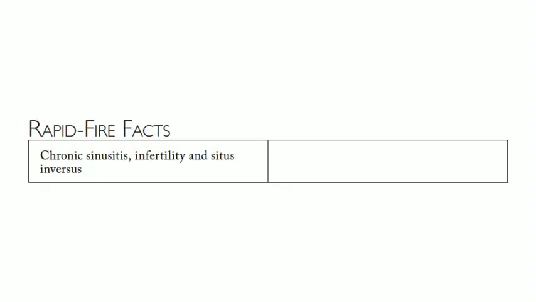All right, guys, that brings us to the end of session quiz. We have one rapid fire fact. Same thing that we just talked about. Chronic sinusitis, infertility, situs inversus. Think of Kartagener syndrome.